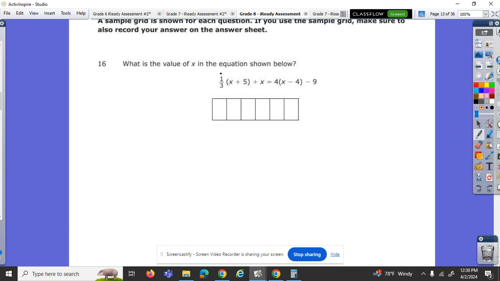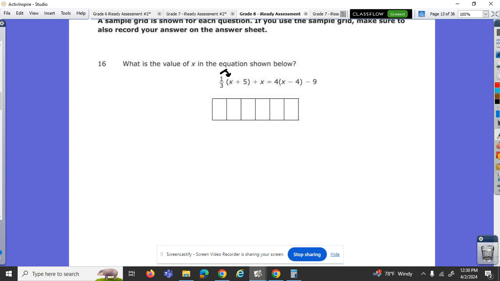All right, first thing, let's take care of our distributive property first. I see that on both sides. So 1/3 x, of course, is 1/3 x. 1/3 times a positive 5. You could either do a mixed number or improper or decimal even, but I'm going to stick with improper, and you'll see why in a little bit. Bring down your plus x.